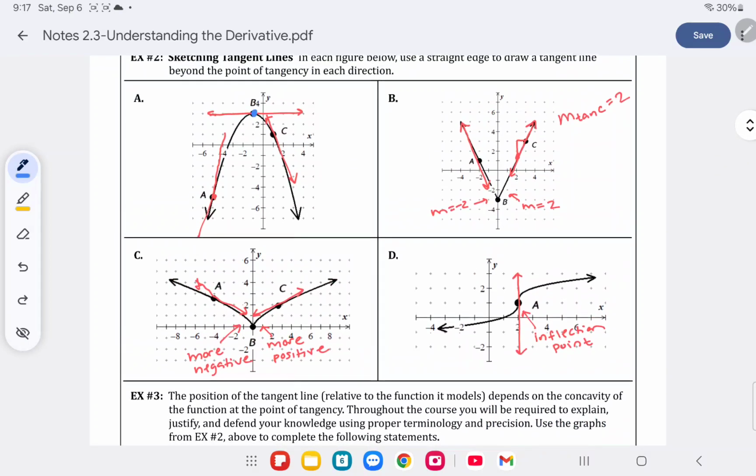In box B, that's an absolute value function, but if you only look at the right side of the graph, that's a line. It's linear. It has a constant rate of change. That means when you draw the tangent line to any point on that side, the slope is going to be the exact same. It's going to be 2, just like it is at C, and just like it is for the whole line. Same with the other side, but the other side would be -2. Anytime you have a straight line, the slope is going to match whatever the slope of that line is.